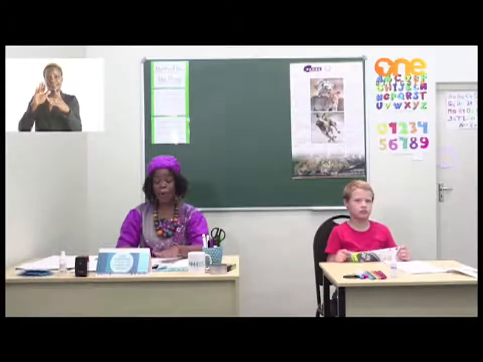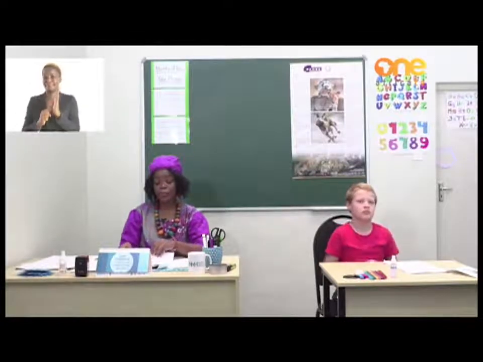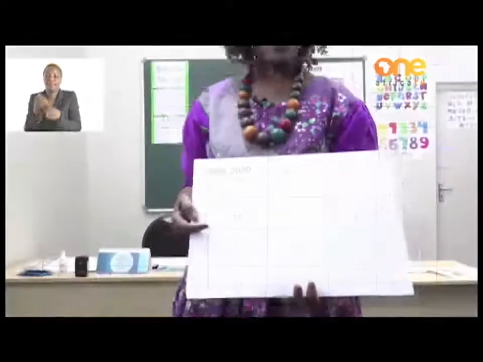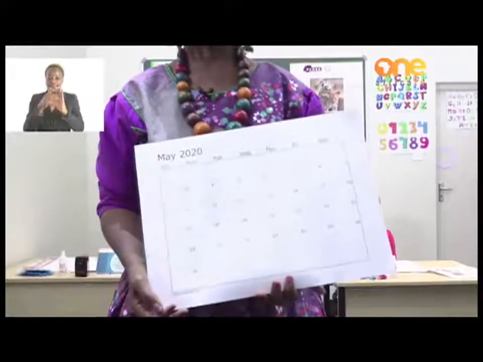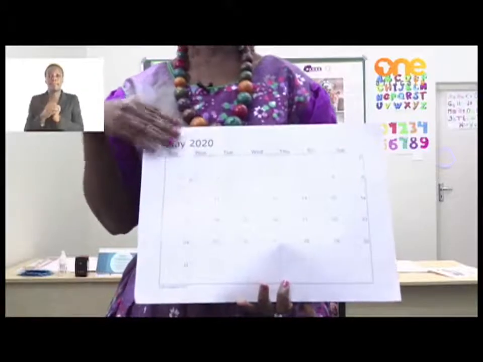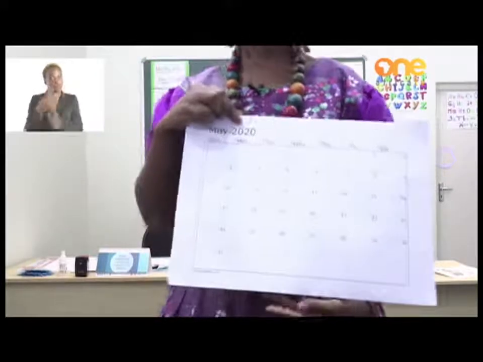Okay, so we are going to learn about calendar in more detail. Let's quickly turn to page 3 and we will first start with the grade 2 level. I will explain to you what a calendar is. A calendar is a chart that shows the days, weeks, months of the year. Now here I have a calendar for you for May. But this one is not the whole full calendar. This is only a monthly one.